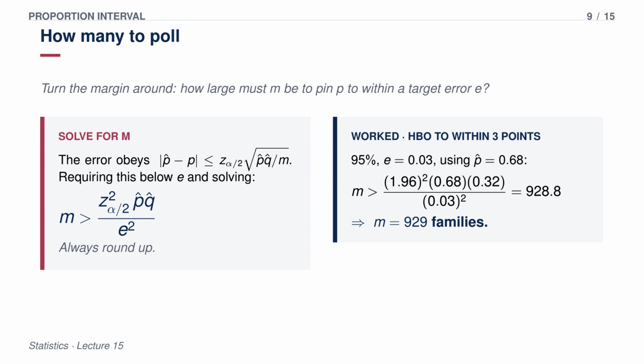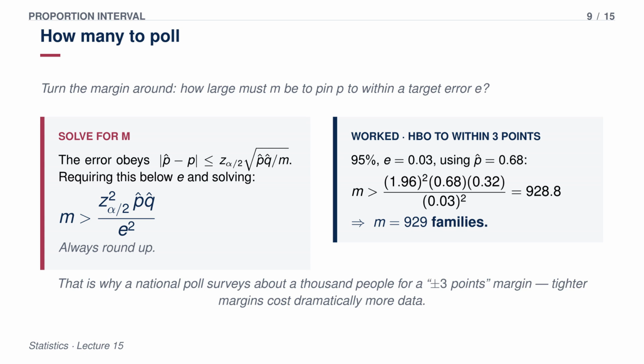Say we want to pin HBO's 68% to within 3 points. E equals 0.03. Plug in 1.96 squared times 0.68 times 0.32 over 0.03 squared. That's about 929 families. And that's why national polls survey around 1,000 people for a plus or minus 3 margin. Want it tighter? The cost climbs fast because m sits under a square root. Halving the margin takes 4 times the data.